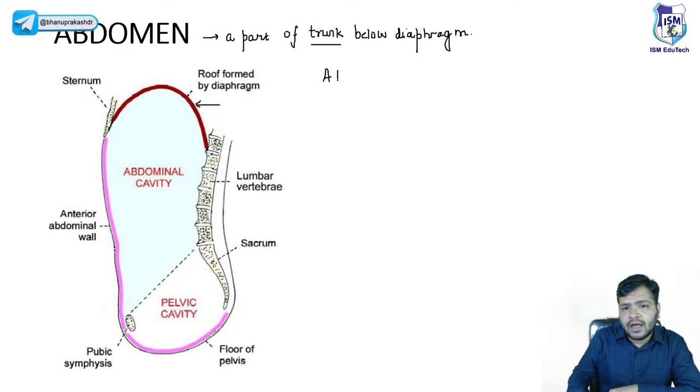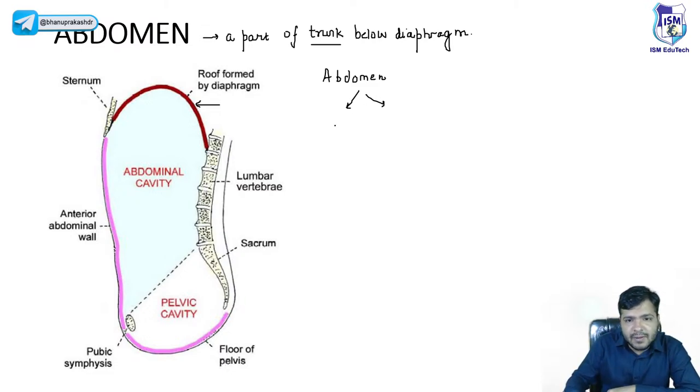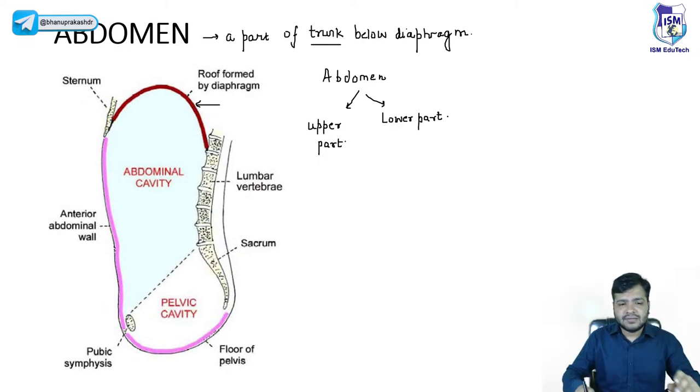This abdomen has two parts. Remember, we have the upper part, as you can see in the diagram, and we have the lower part. Now, beta, look at this diagram carefully.